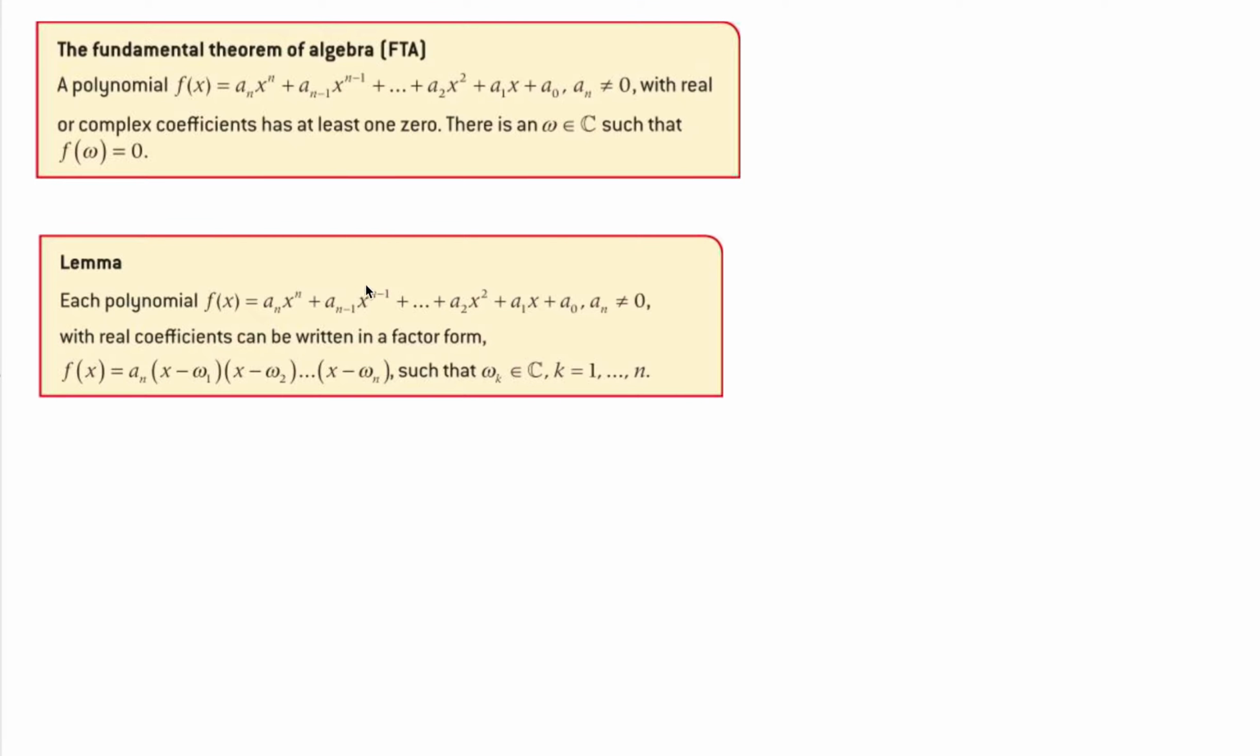So as a result of this, we create what we call a lemma. Because I have a zero, it means I can use these zeros to factor my expression. It means that every polynomial, whether it has real or complex coefficients, can be written in factor form. And the factors that you have inside belong in the complex numbers. So again, they could be real, they could be completely complex, as in they have imaginary parts. So one of those options.